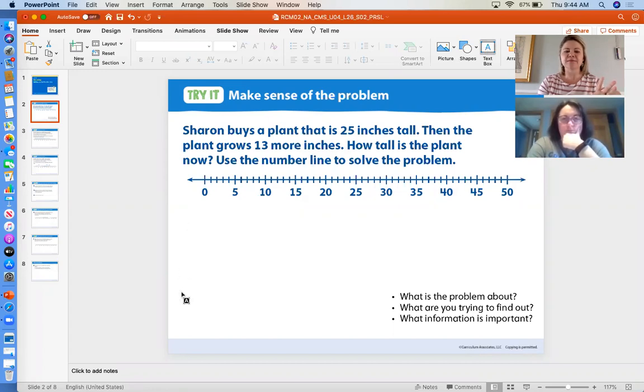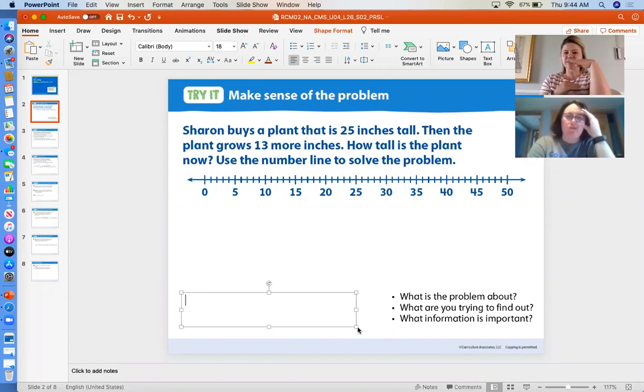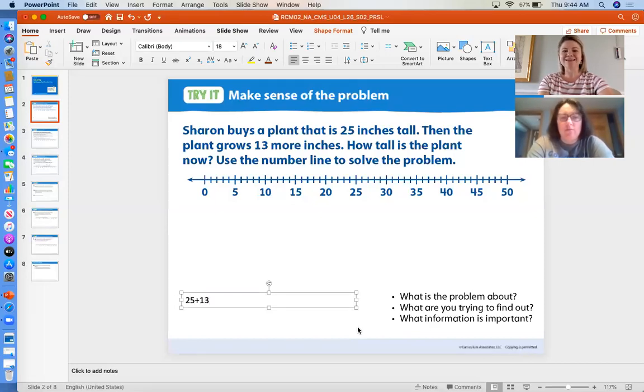The first thing that I'm going to do is write an equation so that I know what I'm trying to solve, okay? I know that Sharon bought a plant, and when she bought it, it started at 25 inches. But then it grew more, so did it get bigger? Yes. What kind of math is that then? That is adding. Okay, so 25 plus 13, and then it says how tall is the plant now? So we need to figure out this question mark, right?